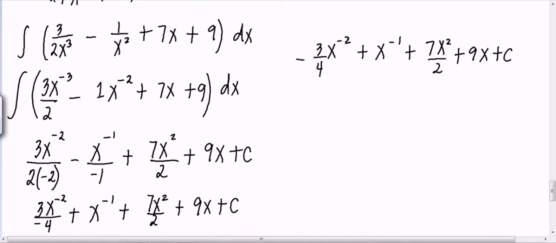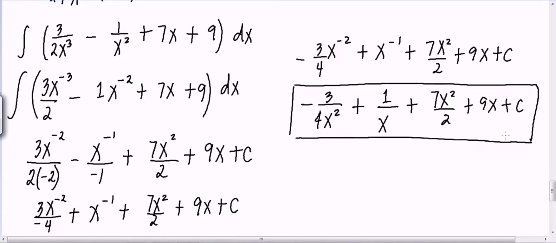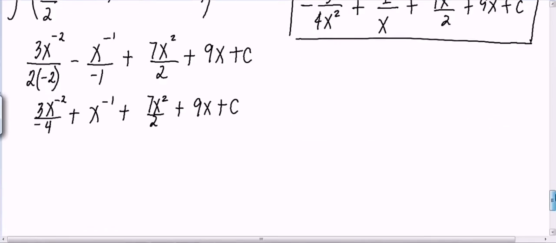So, syempre, meron tayong negative exponent. Ibababa natin yung mga negative exponent. So, negative 3 over 4x squared plus, so, ibababa nito itong x raised to negative 1. So, matitira yung 1 sa taas over x. Okay? Plus, so, ito wala nang problema, guys. Yan na yun. Okay? Plus c. So, here is our final answer. Okay?